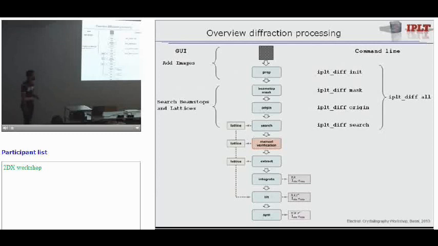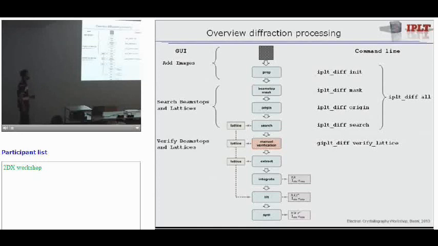Then the step afterwards is just searching the lattice itself. I will come through all the steps a little bit in more detail and show you how it is done afterwards. And after having searched the lattice, there is a manual verification step. So it will not run completely automatic. You have to check there that the lattice is okay.